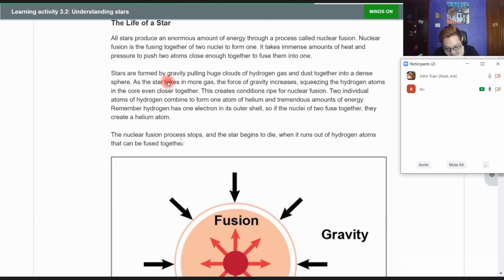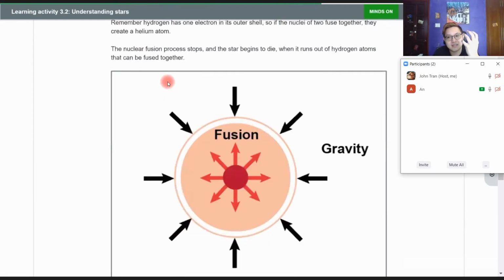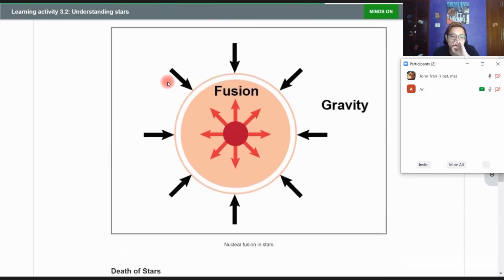When the star runs out of hydrogen atoms, the nuclear fusion process stops, and the star begins to die. When you slowly run out of hydrogen atoms, then helium will be produced.